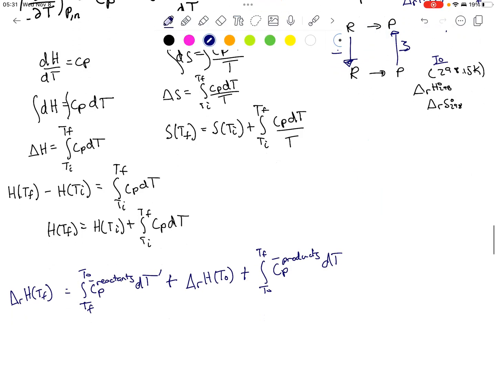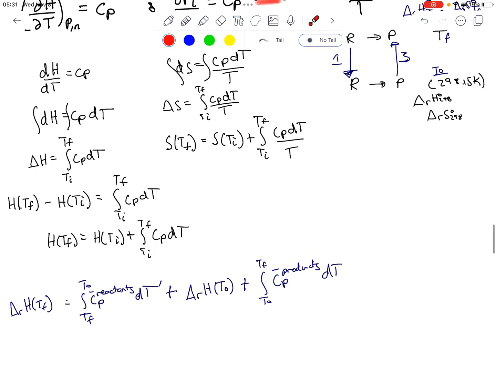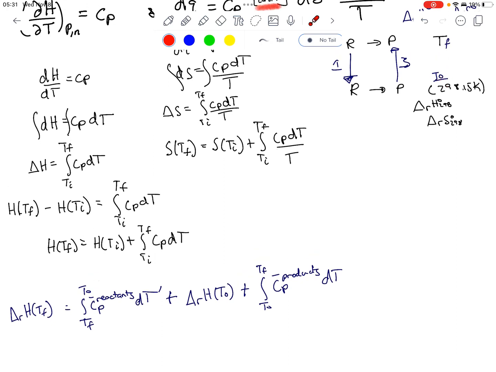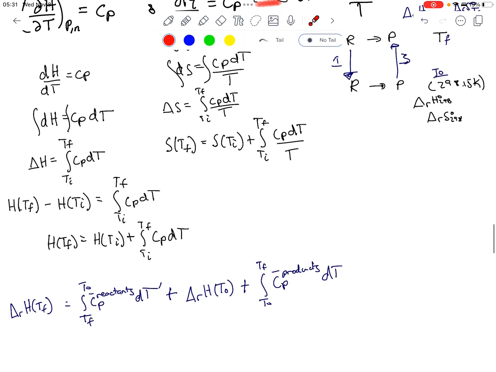Okay, so when I add those 3 steps together, I have the reactants. I'm going to use my temperatures here as T naught is my initial temperature. Usually that's 298.15, but not always. Tf is the temperature I'm going to go to. So again, cooling the reactants from Tf back to 298, that's this step right here.